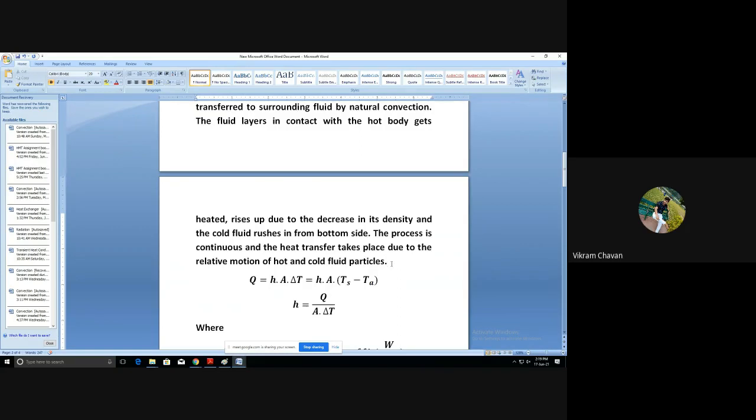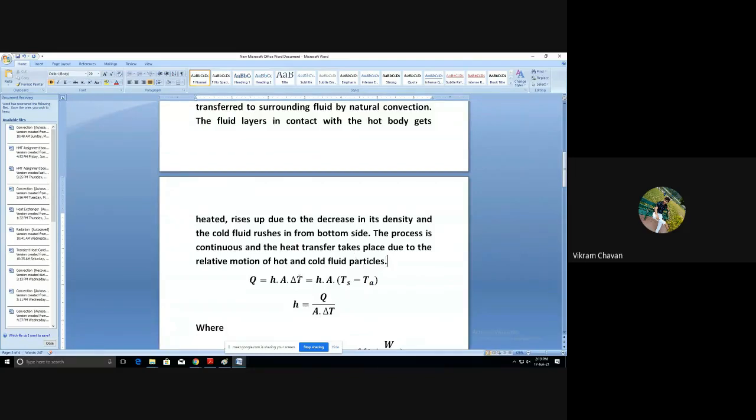Now we know that if the heat is transferring from the surface to the fluid, that heat transfer will be considered as convection heat transfer. In that case, we have to use Newton's law of cooling related to convection. The convective heat transfer rate per unit area is directly proportional to the temperature difference between surface and surrounding. It is the statement of Newton's law.